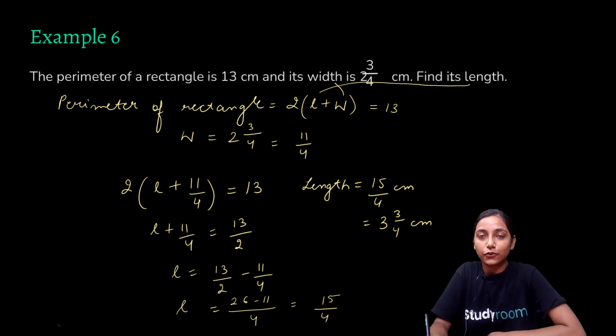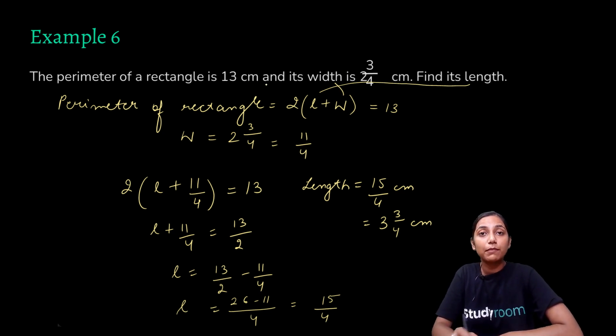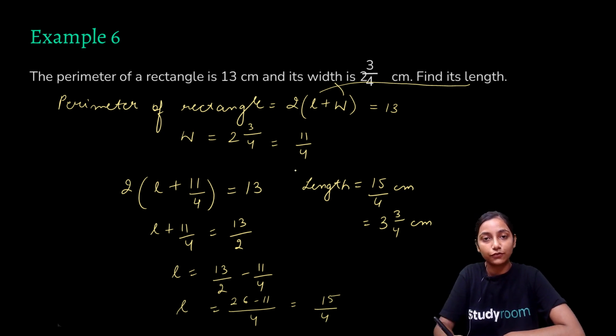So this is what we had to find, the length of the rectangle where its width was 2 3 by 4 centimeter and the perimeter was 13 centimeter. So you have to remember the formula of perimeter of rectangle in order to find the solution of this equation. It was 2 into length plus breadth, or length plus width.